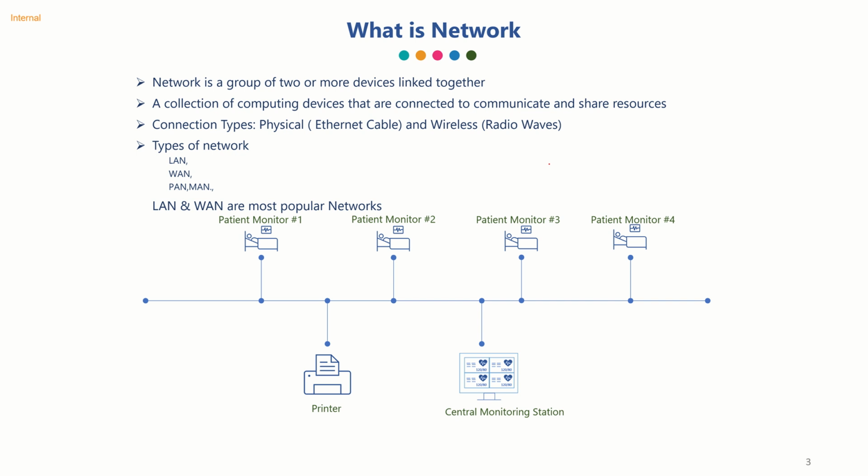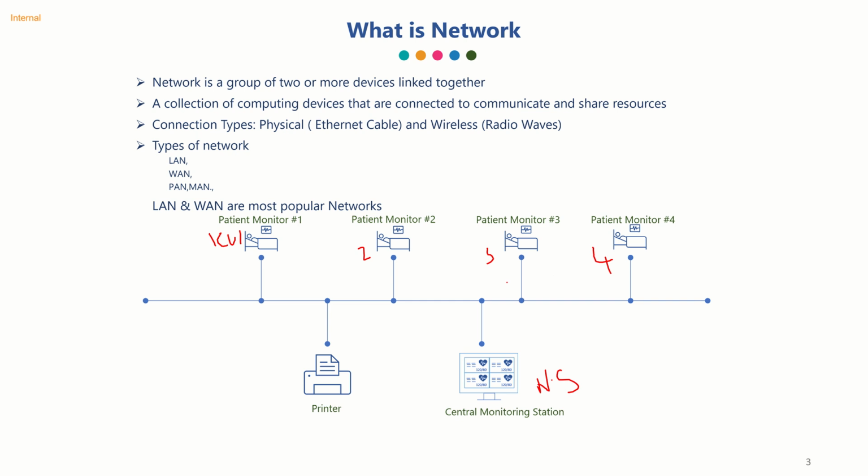So what is a network? A network is connecting a group of devices together so they can share data among each other. For example, let's take our situation. Let's say this is an ICU. Here you have patient monitors in every room, and then you have a printer and the central monitoring station at the nurse station. Let's say that this is a nurse station and this is ICU bed 1, and 2, 3, and so on.